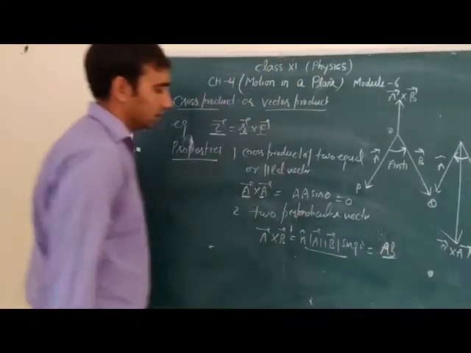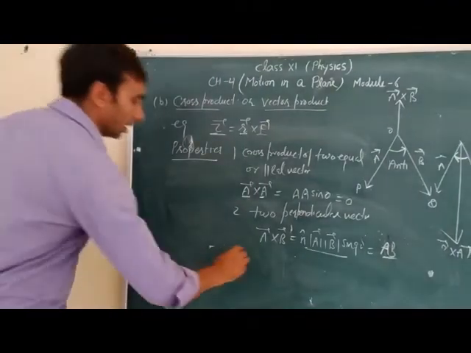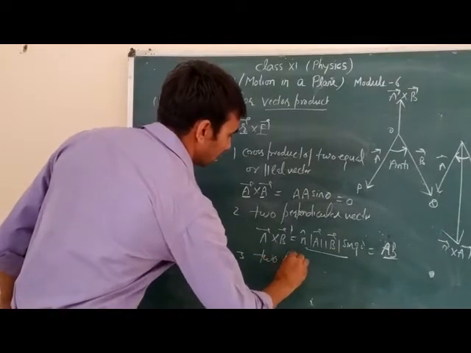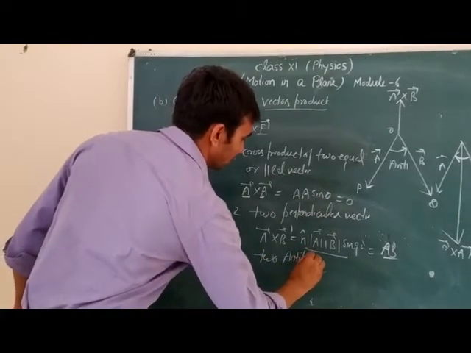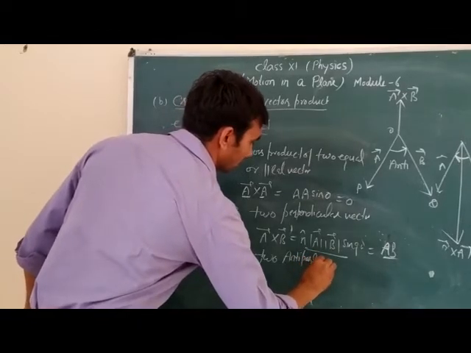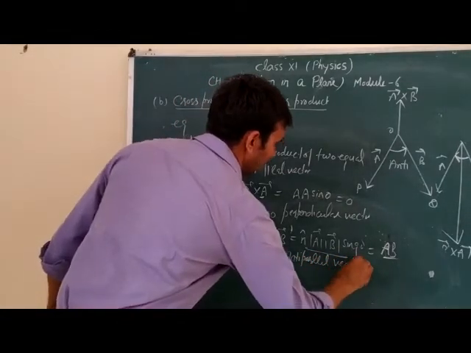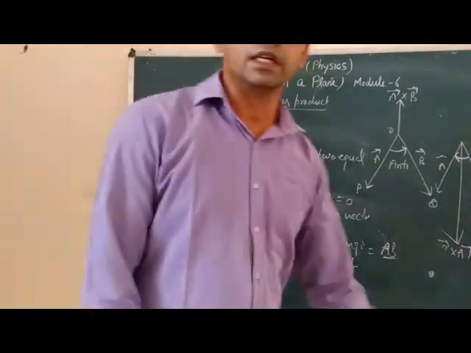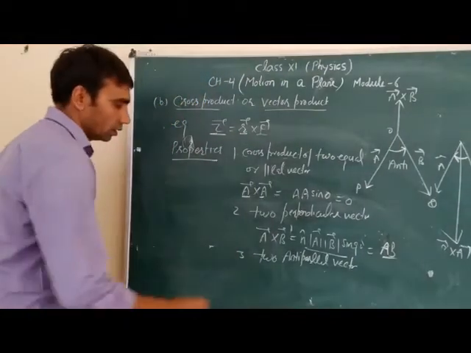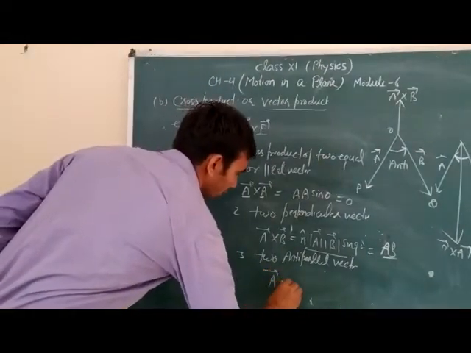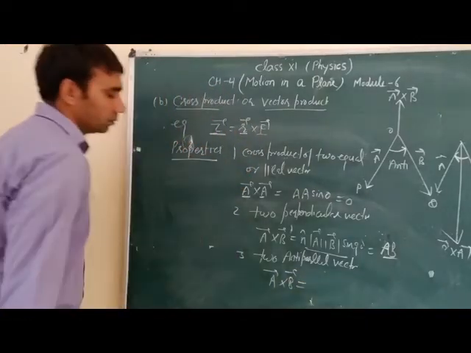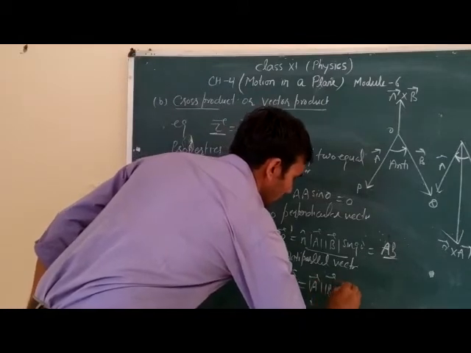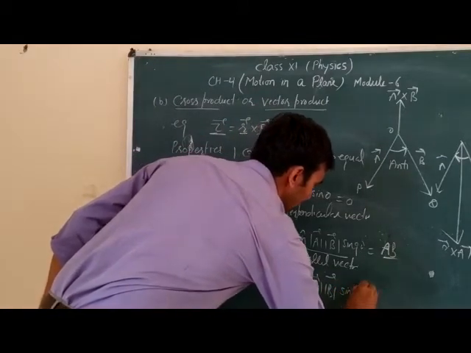Now the third property is anti-parallel vectors. Anti-parallel vector means the angle between two anti-parallel vectors is 180. Sin 180 is 0. Again 0. A cross B is equal to A magnitude, B magnitude, sin 180 degrees, that is equal to 0.